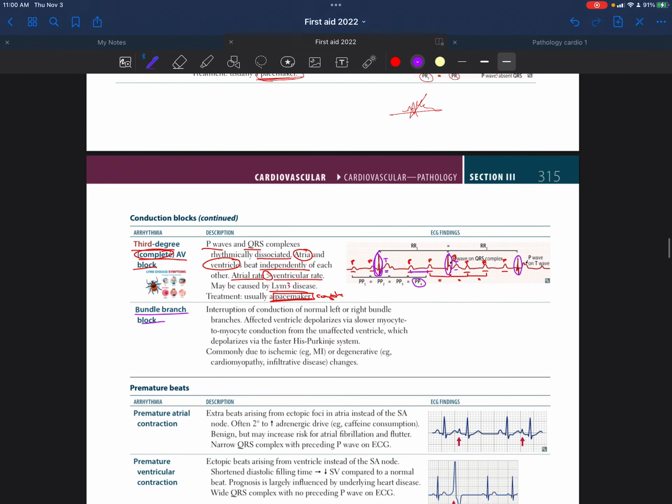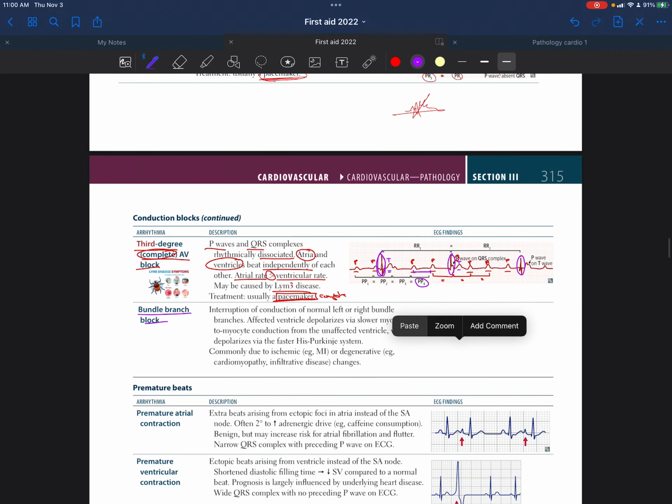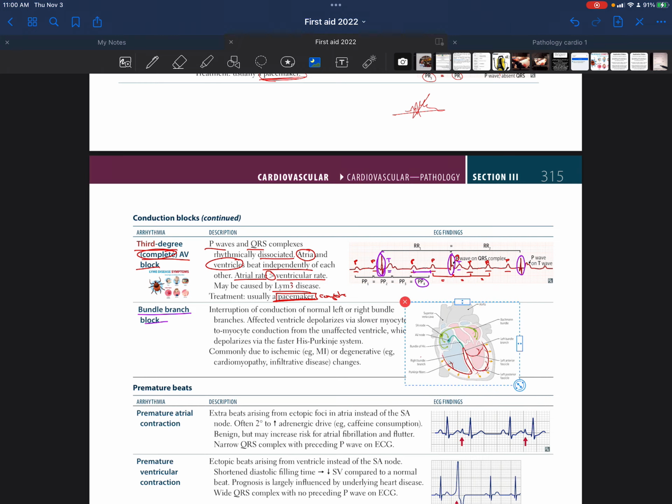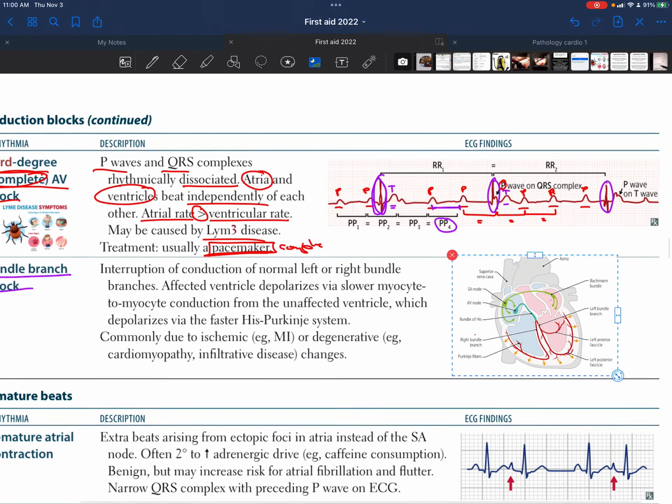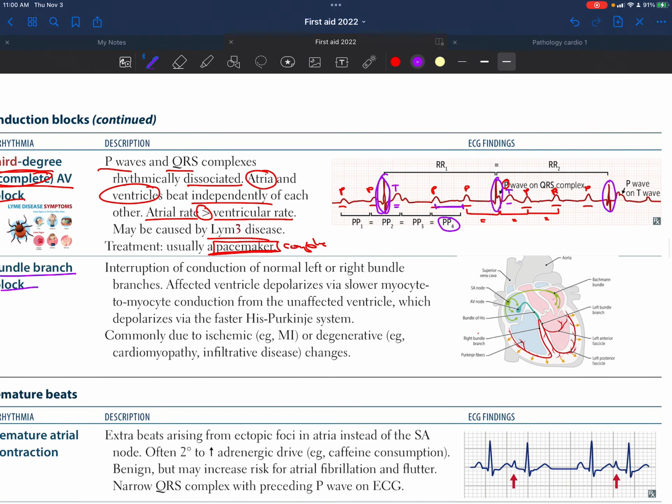Okay, let me see. Yes. So this is an image of the heart. What is happening here? Let's read. It's an interruption of the conduction of normal left or right bundle branches. The affected ventricle depolarizes via slower myocyte to myocyte conduction from the unaffected ventricle, which depolarizes via the faster His-Purkinje system. It's commonly due to ischemic causes, that is the MI, or degenerative causes, like cardiomyopathy, or inflammatory disease.